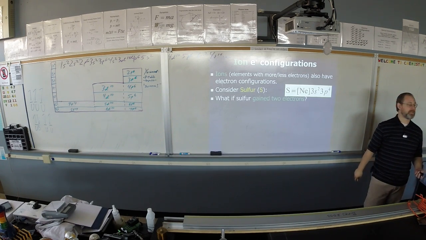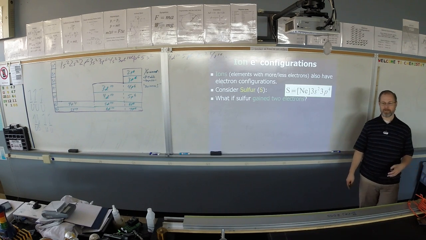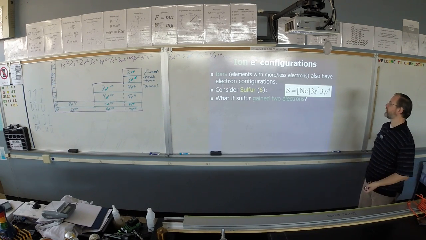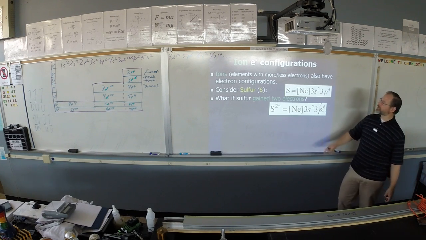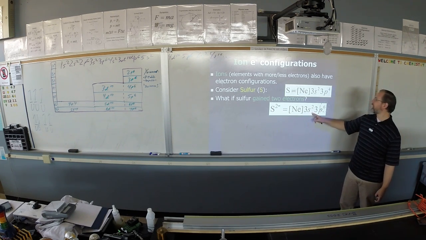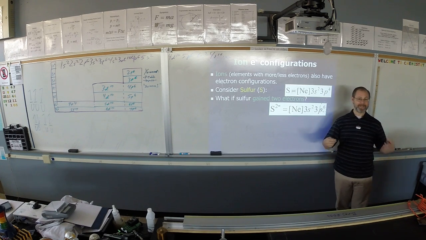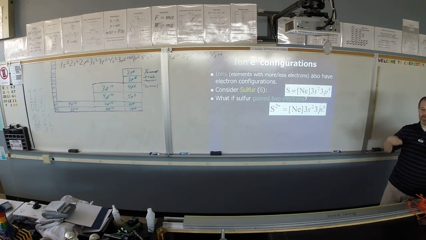What do you think it would look like if sulfur gained 2 electrons? 3p6, exactly. So if sulfur gained 2 electrons and it had a charge of -2, the configuration would be neon 3s2 3p6. Easy, right? Okay. So sulfur can be the sulfur atom at 3p4, sulfur -1 at 3p5, or sulfur -2 at 3p6.